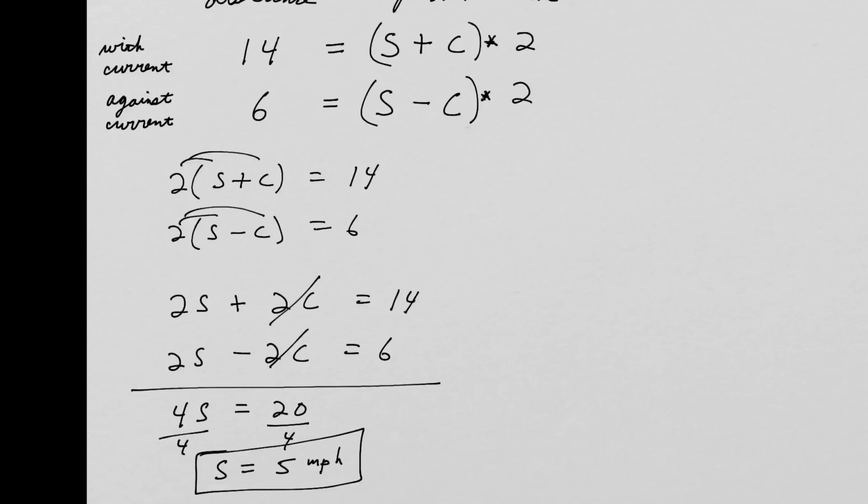Now, we also want to figure out the speed of the current. So how do I figure out the speed of the current, which is C? Well, I can just plug this back in, and I can use either of these equations. Just plug back into one of these equations. Let me just choose the top one. So I have 2S plus 2C is equal to 14. And I know that S is 5.